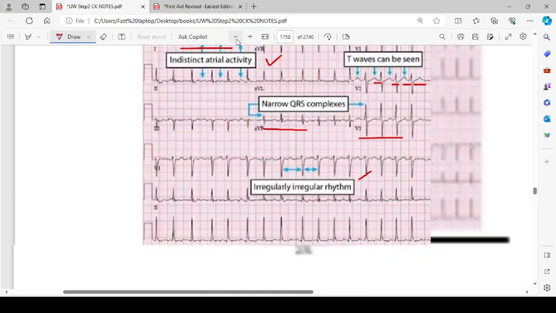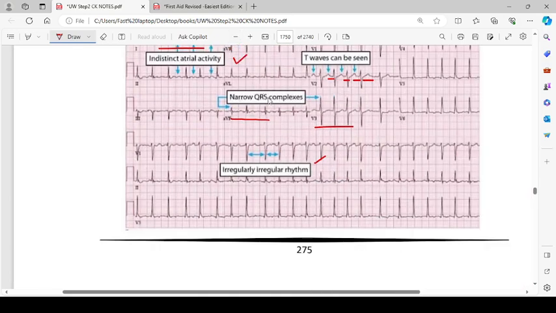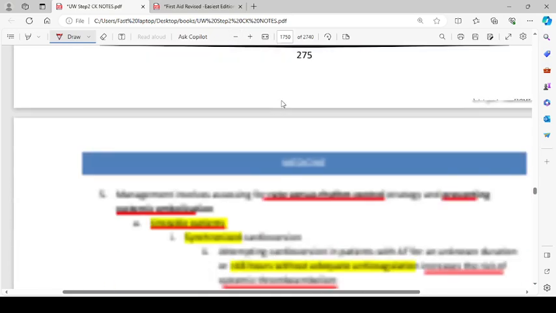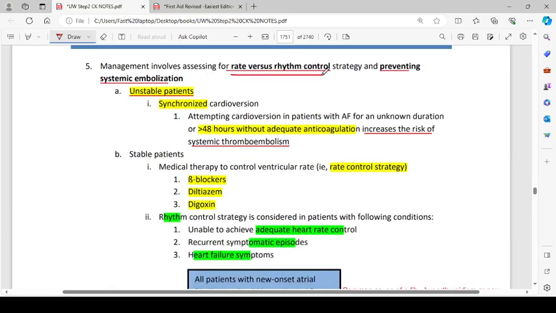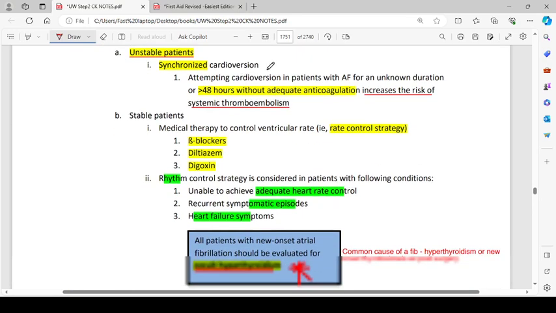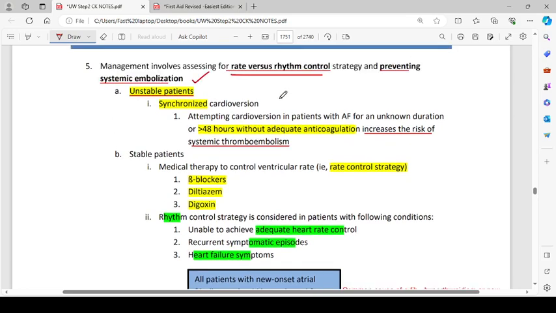Then we have the next topic, which is management. It involves assessing for rate versus rhythm control strategy and preventing systemic embolization. In an unstable patient, synchronized cardioversion can be attempted. Attempting cardioversion in a patient with atrial fibrillation for an unknown duration or more than 48 hours without adequate anticoagulation increases the risk of systemic thromboembolism.